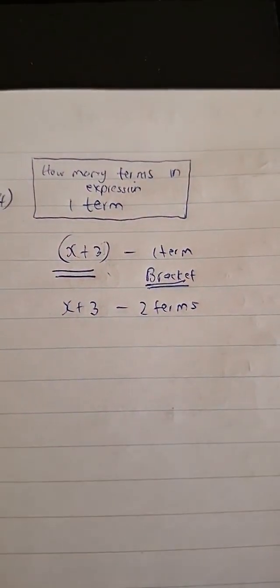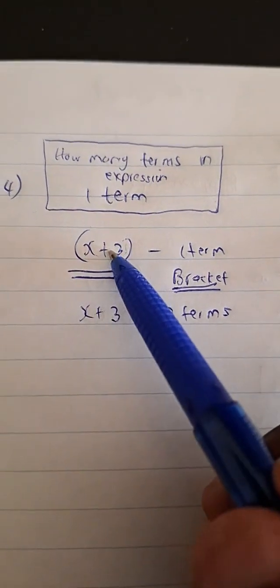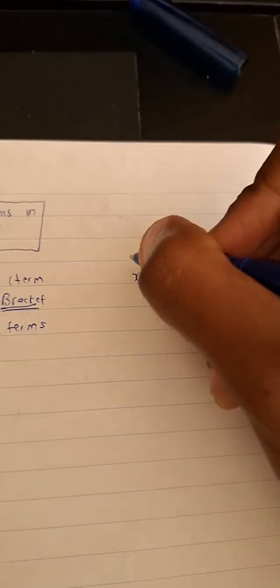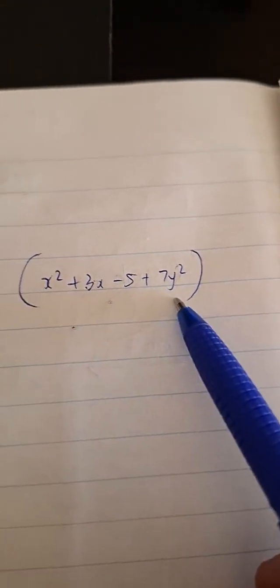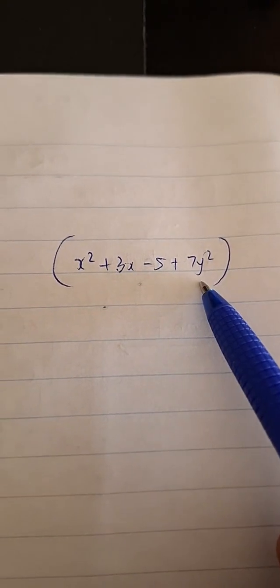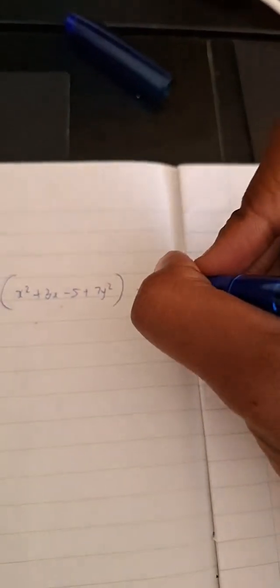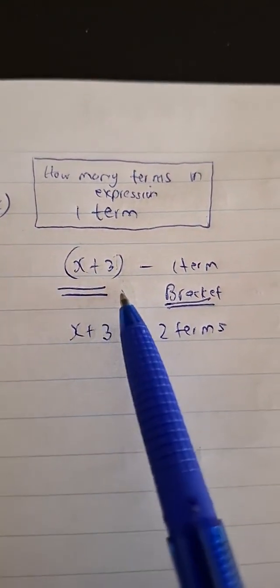But if I wrote x plus 3 like this without the bracket, then we would say this is 2 terms. So please, guys, in grade 8 last year already, you learned that when there's a bracket around, however many terms, you could have this, for crying out loud, x squared plus 3x minus 5 plus 7y squared. The minute I put brackets around, if I ask you in this expression how many terms, then you would say 1 term. Why? Because of the bracket. That is why. All right? 1 term. So the bracket makes it 1 term.